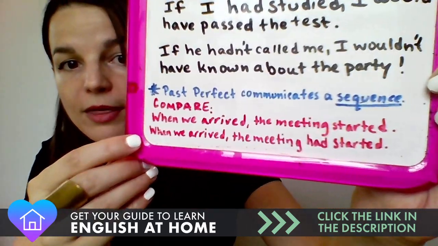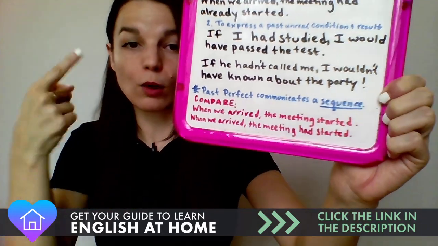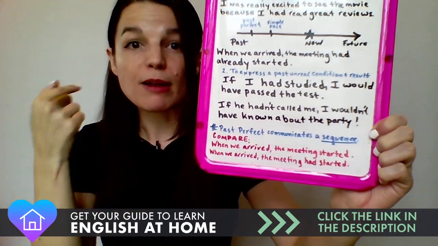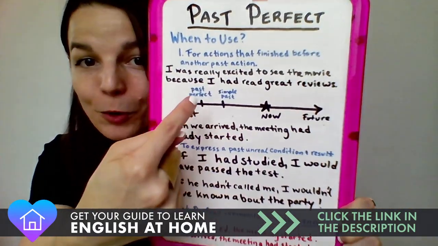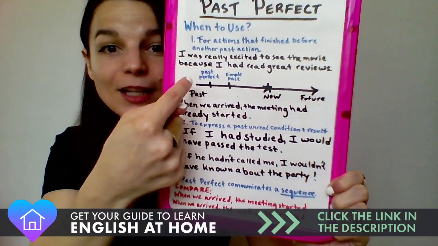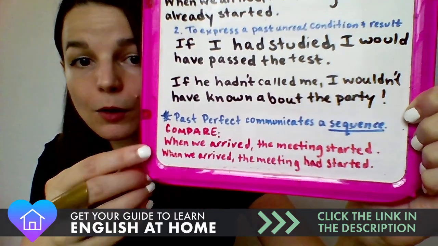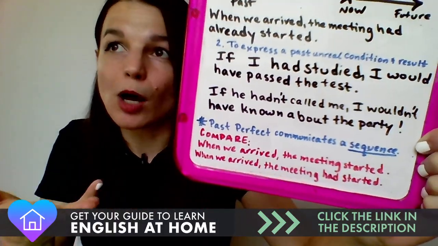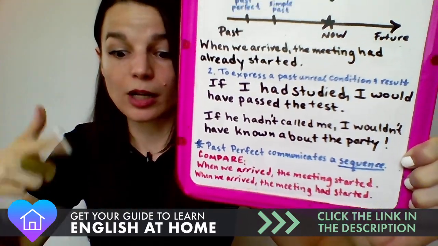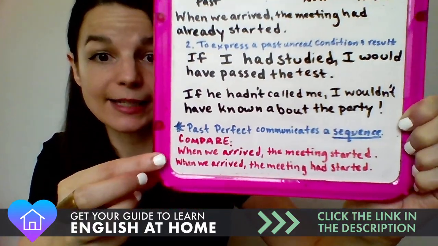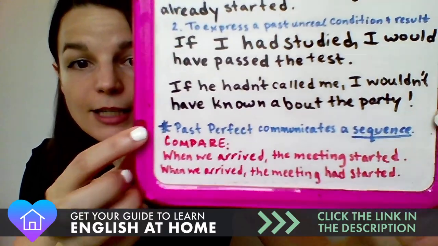But with this sentence, when we arrived, the meeting had started, means before we arrived. So before we arrived, the meeting started. We joined after the meeting started. So this seems like a small point, I know, but it's not. You can communicate a lot with this kind of decision. So past perfect, a key point.